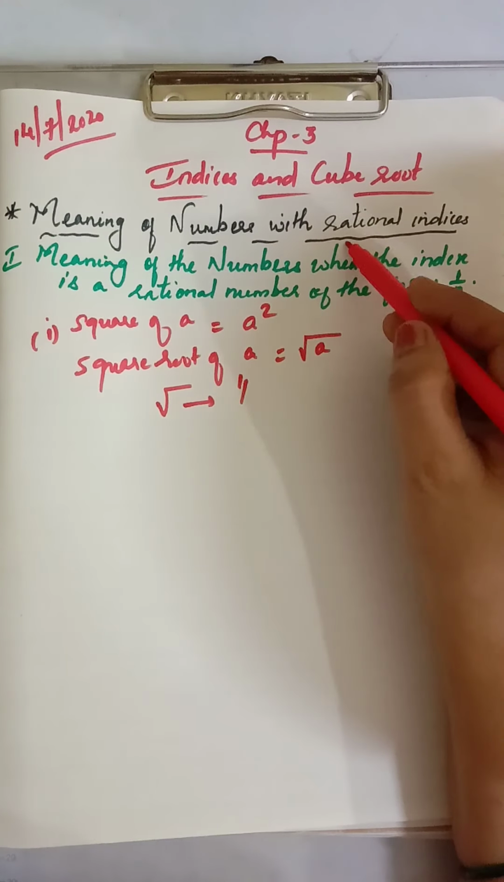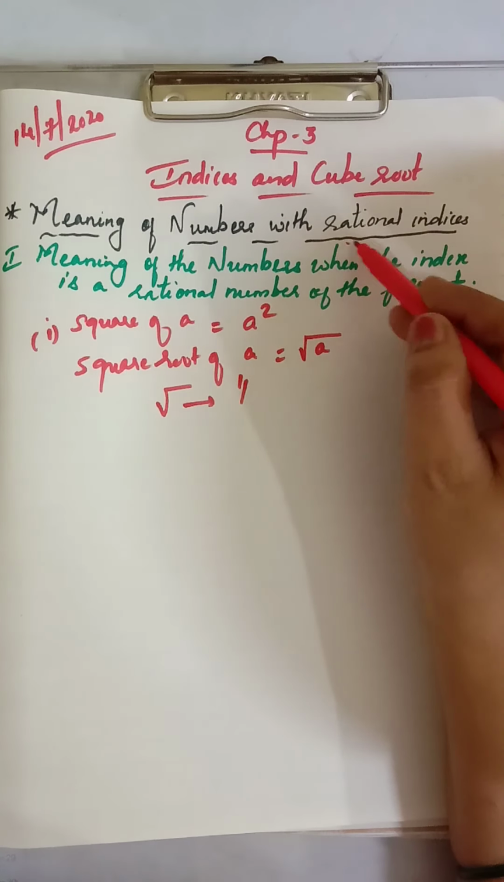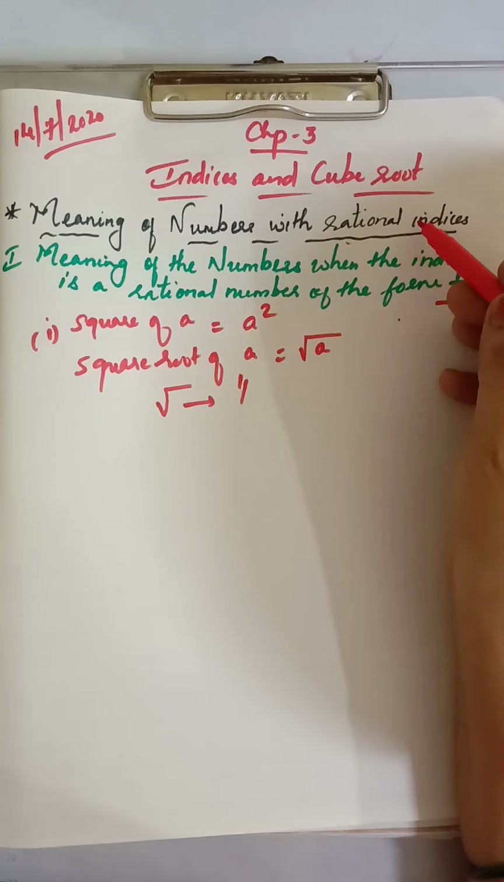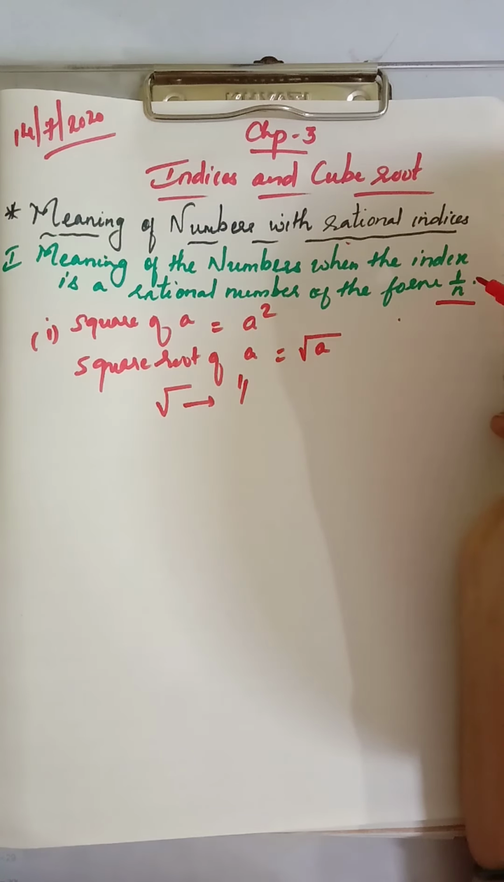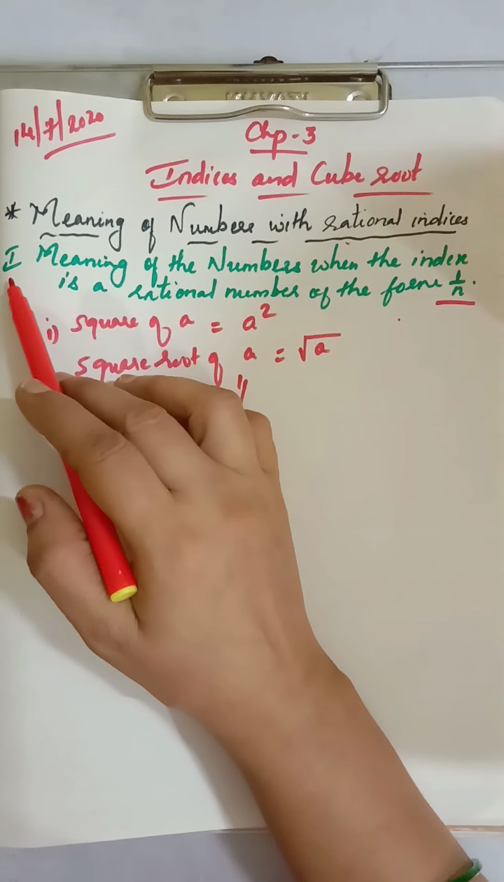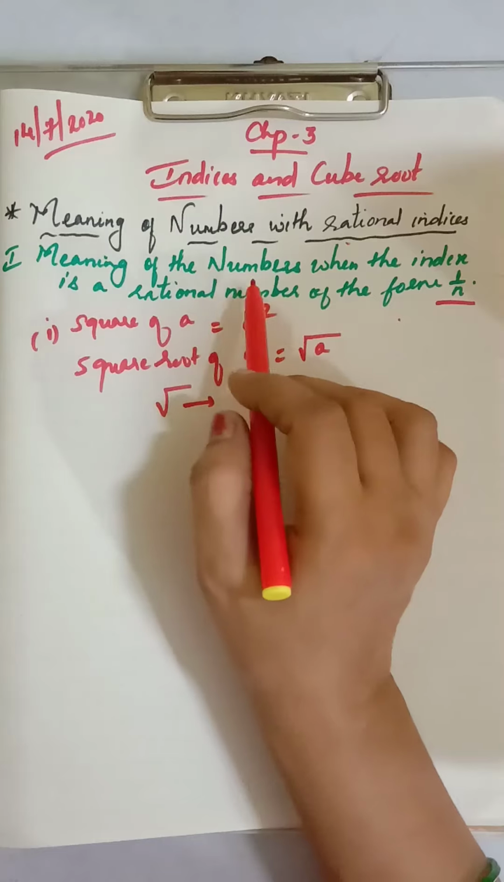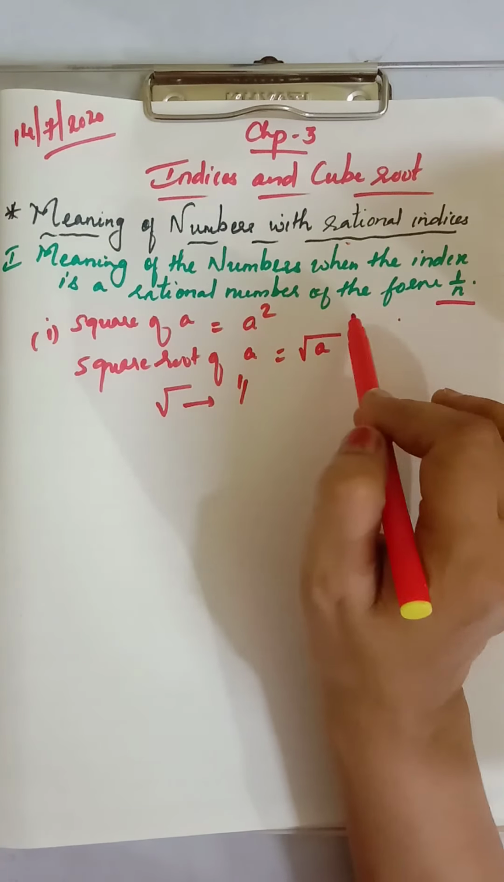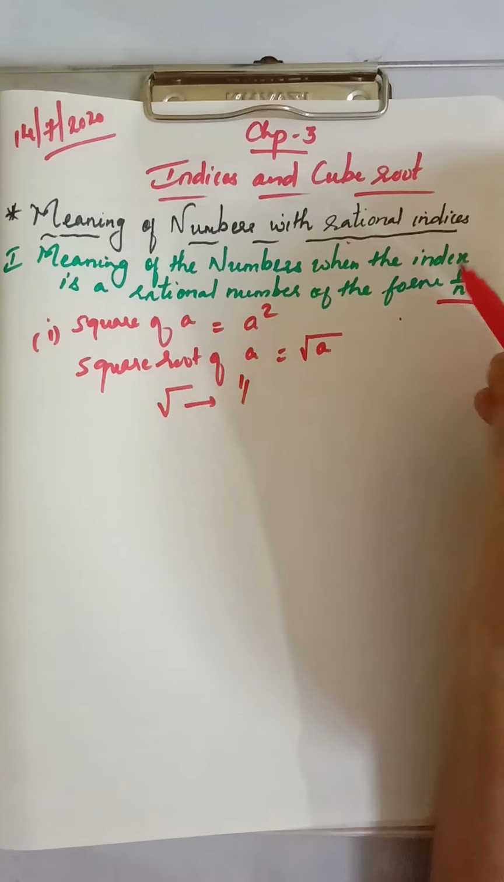Children, what is meant by rational indices? That means the index will be in the form of a rational number, that is in the form of numerator upon denominator. In this there are different types. Let us see the first type, that is the meaning of the numbers when the index is a rational number of the form 1 upon n. Okay children, so now here your index will be in the form of 1 upon n.